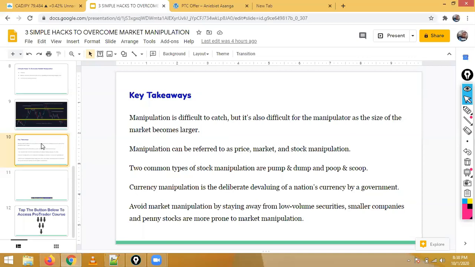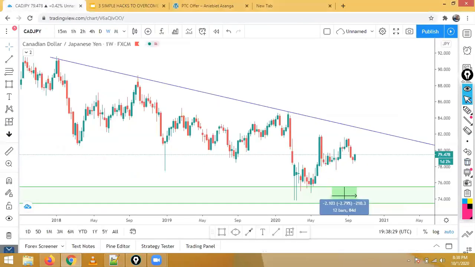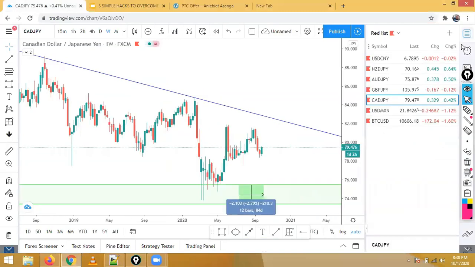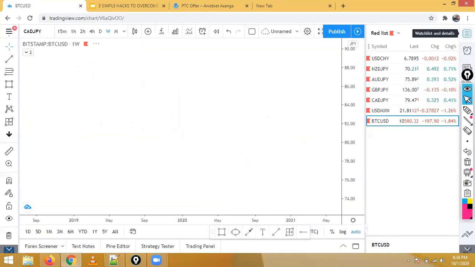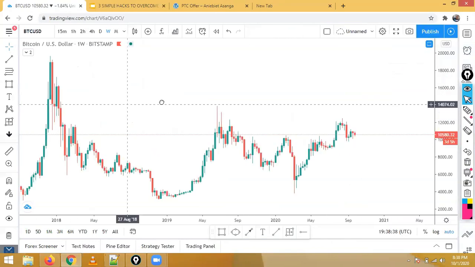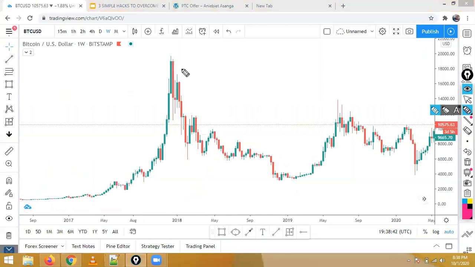The other one is the poop and scoop. This also happened with Bitcoin. That was 2018. Let's look at the Bitcoin chart. That happened with Bitcoin. I still remember. This is Bitcoin, 2018. This is the weekly. You notice that this is what we call the poop and scoop.